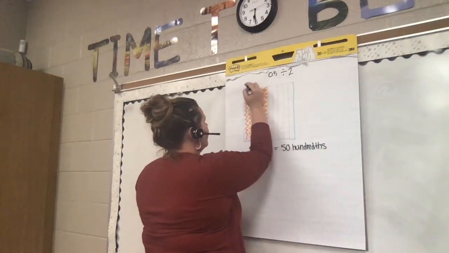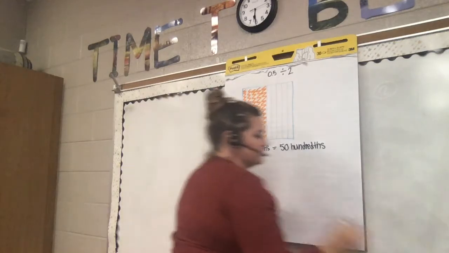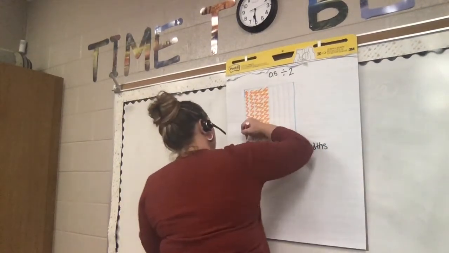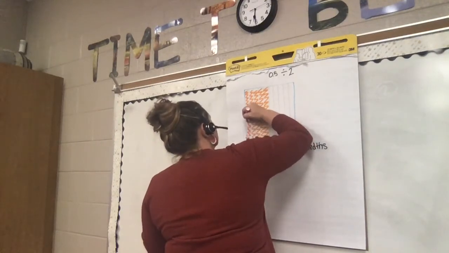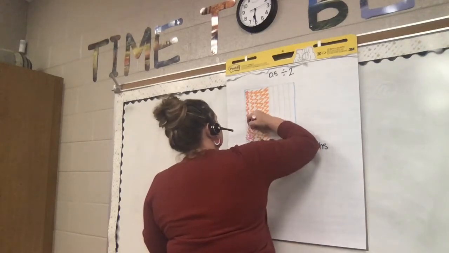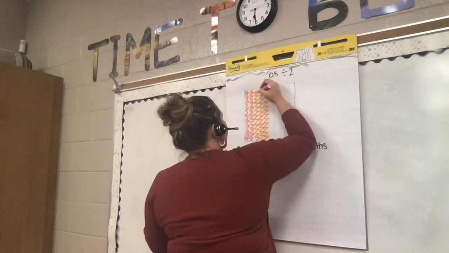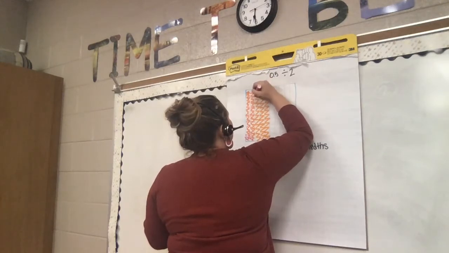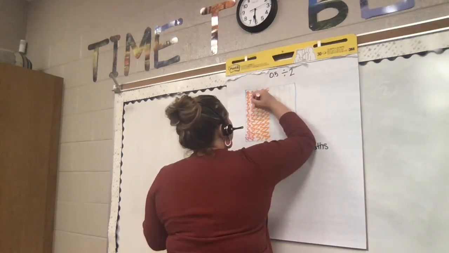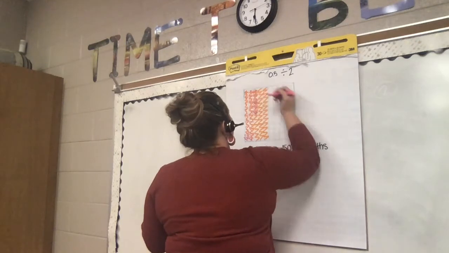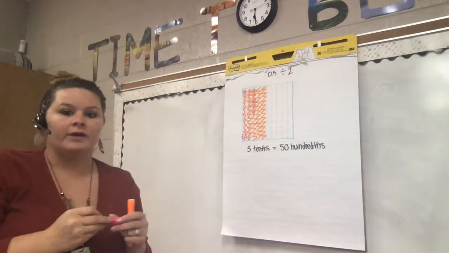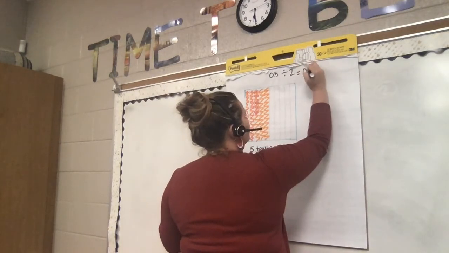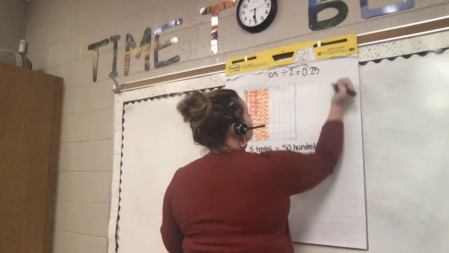So I'm going to shade it in the opposite direction. I'm going to choose a lighter color so you guys can see that. So I'm going to split it this way now. So I'm going to shade it like that. So if I'm splitting my half in half, I've got 20 hundredths, 21 hundredths, 22 hundredths, 23 hundredths, 24 hundredths, and 25 hundredths. Okay, 50 hundredths divided by 2 is 25 hundredths, and it would look just like this.